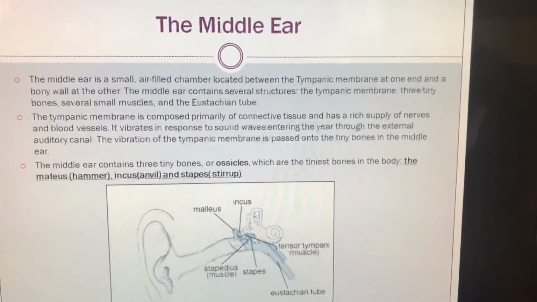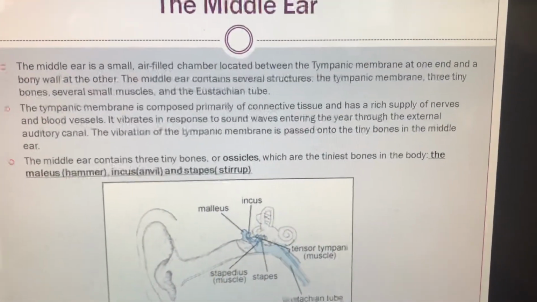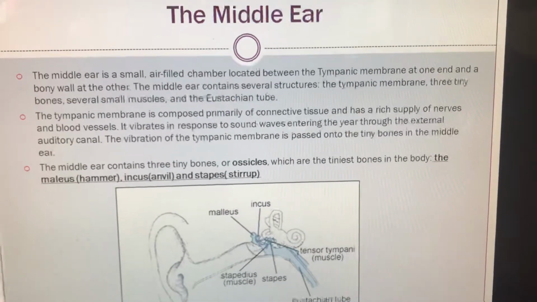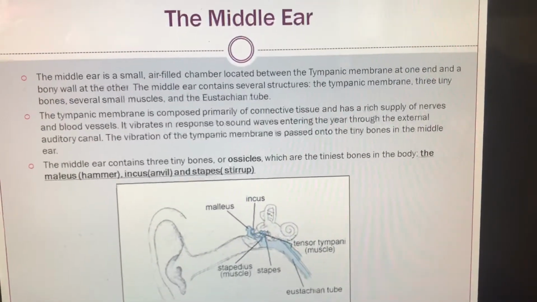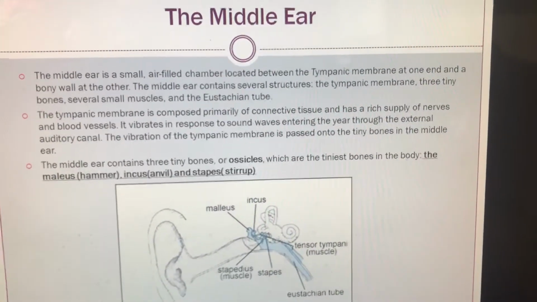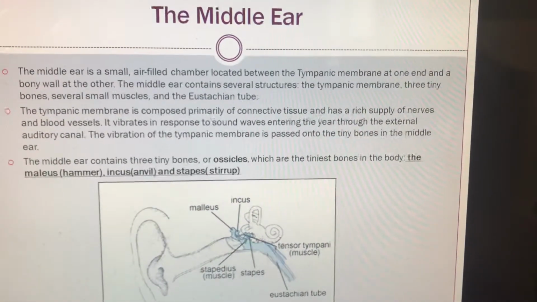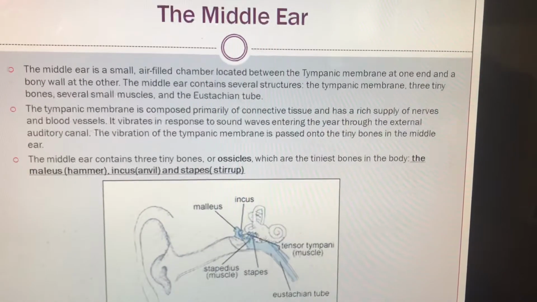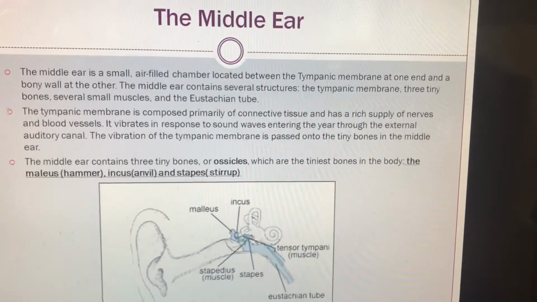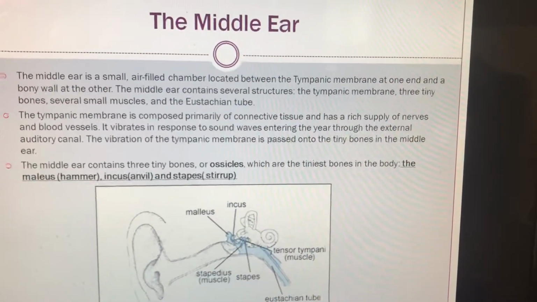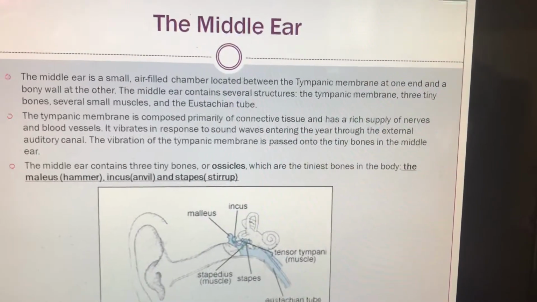So the middle ear, it is a small air-filled chamber located between the tympanic membrane at one end and a bony wall at the other. So the middle ear consists of several structures. You have the tympanic membrane, 3 tiny bones, several small muscles, and the auditory tube.